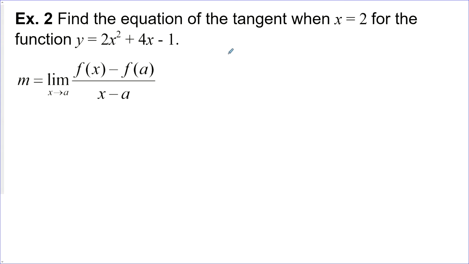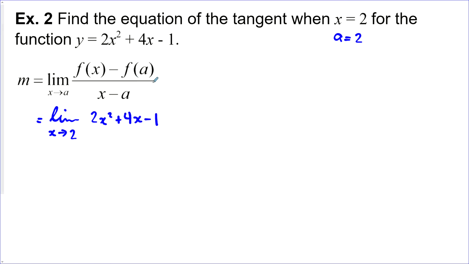Find the equation of the tangent when x equals 2 for the function y equals 2x squared plus 4x minus 1. Now this is a bit more than the last question. The last question just asked for the slope. This one's asking for the equation. But we still start off finding the slope here. So the limit as x approaches 2. So this time our a value is 2. F of x, that would be all of this stuff. So 2x squared plus 4x minus 1.